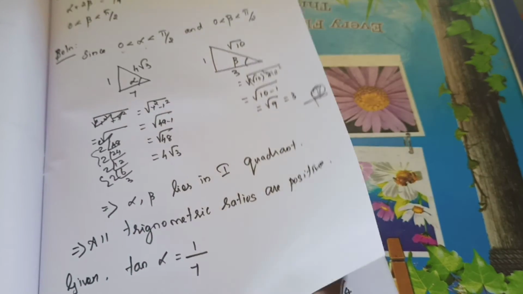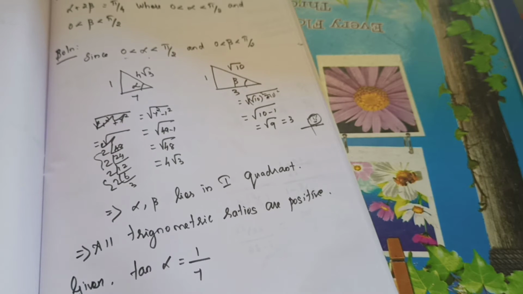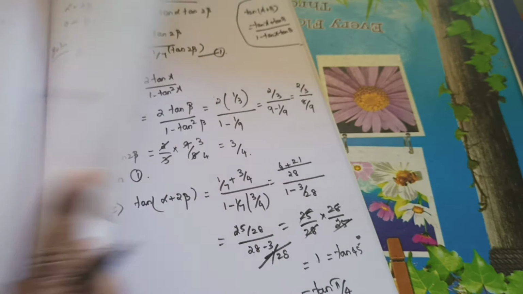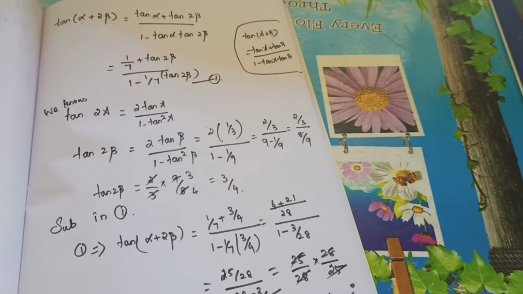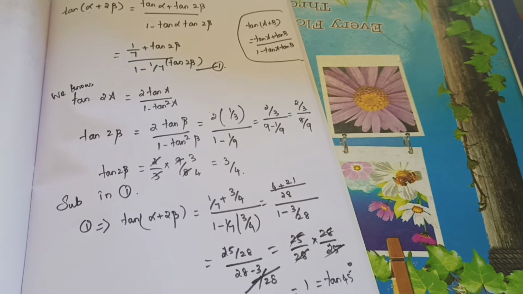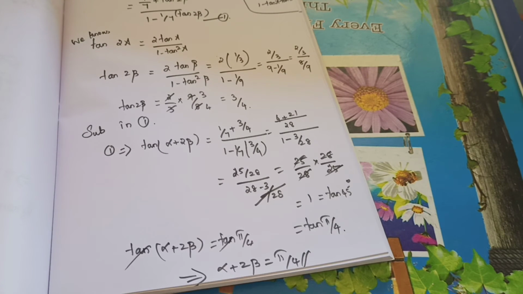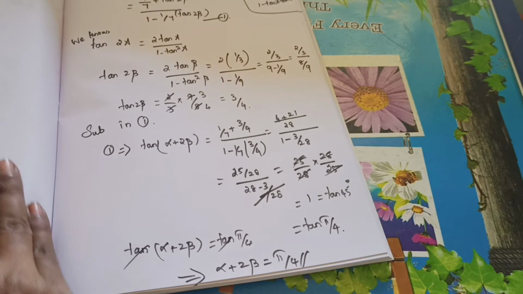Understand, students? So first, you need to find out which quadrant alpha and beta lie in. Afterwards, tan of alpha plus 2 beta: alpha value you know, 2 beta you don't know. So you need to use the tan 2A formula. Then substitute this value in equation number 1. You will get the value as 1. So you need to find out in which angle tan is 1. Afterwards tan and tan will get cancelled. You will get the value for alpha plus 2 beta. This only you need to find. So alpha plus 2 beta equals pi by 4. This is the required answer. Understand, students? Okay, let's move to the next section.